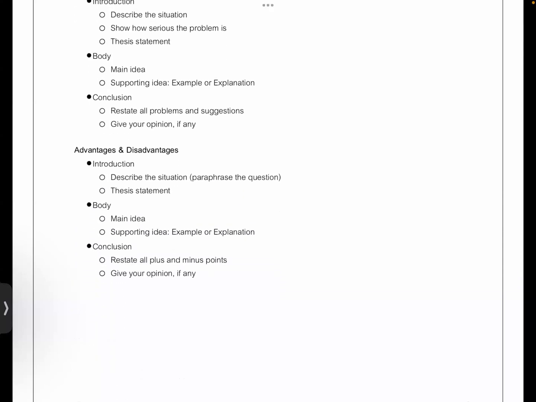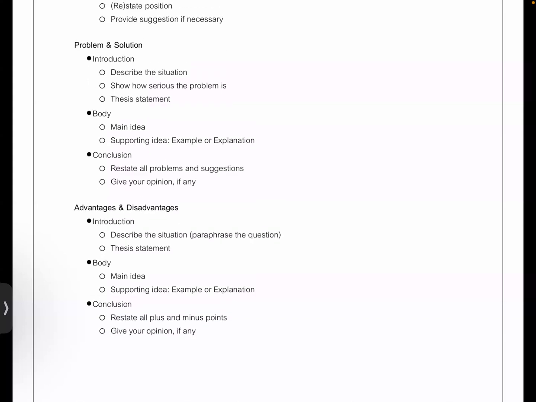As for advantages and disadvantages, the first paragraph will describe the situation. You can consider that the paraphrase of the question. And the next statement is the thesis statement, but this statement will function similarly to problem and solution, in that it will only give you the outline of the body paragraph. As for the body paragraph, you have the main idea, that is stated by the topic sentence. And then you will have some supporting ideas and the conclusion.